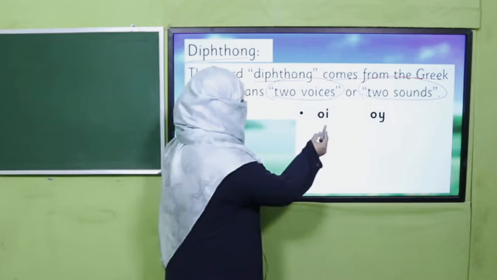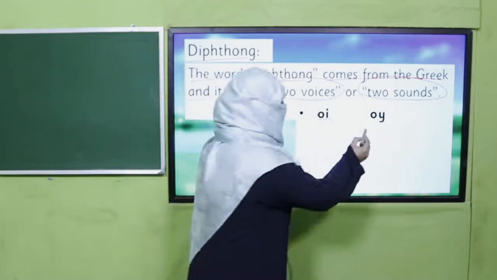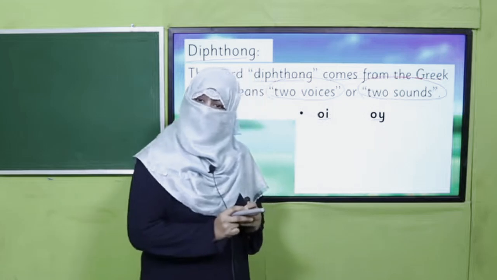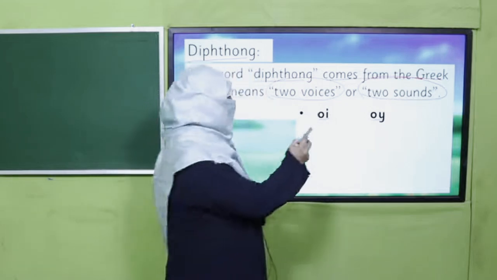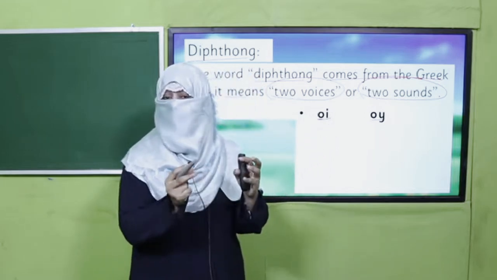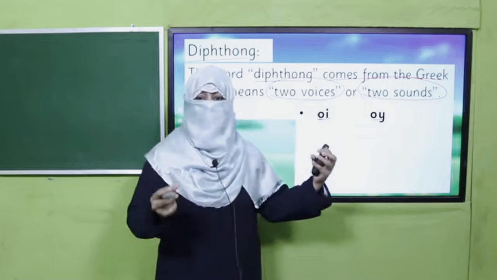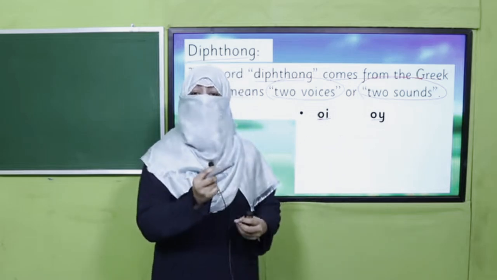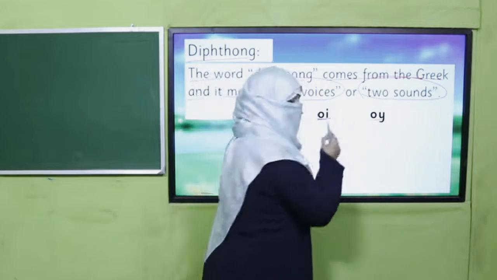How? OI says oy. OY says oy. Now you see these letters individually, these alphabets have different sounds. But whenever you see this chunk of letters together in a word, they will make the sound oy. OI says oy. OY says oy.